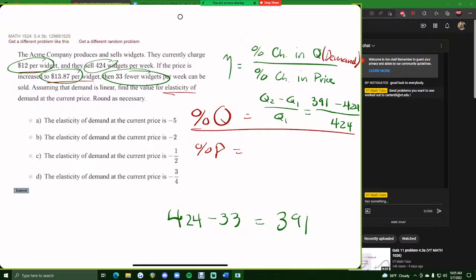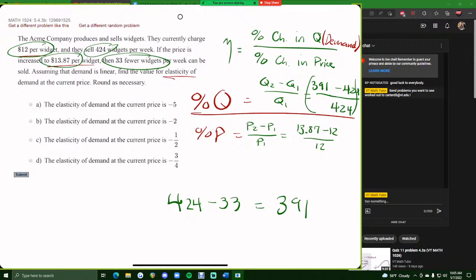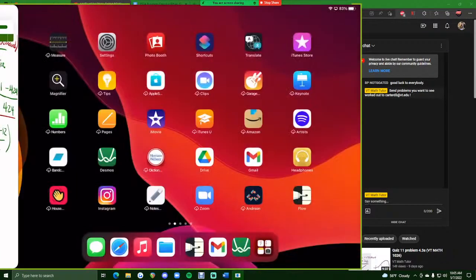And again, percent change in price, P2 minus P1 over P1, or new minus old divided by old. New, 1387, minus old divided by old. All right, so this is how we'll find the percent change in each of them, and then we will divide the results. So I'll just do this in Desmos real quick.